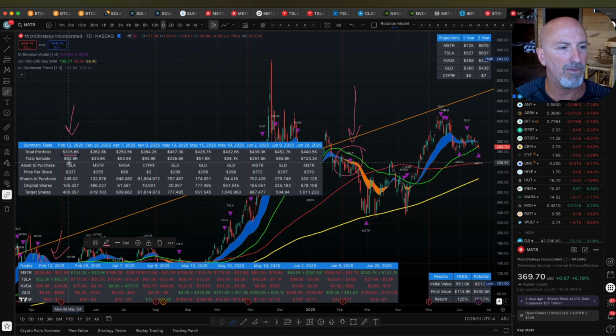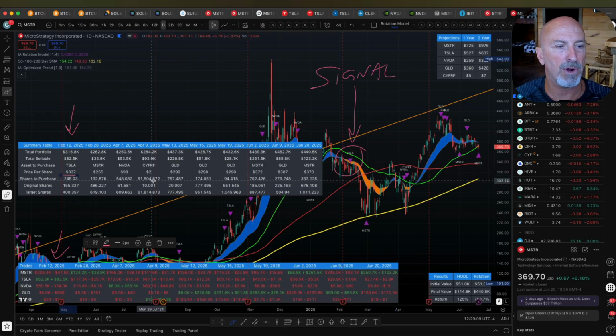So we said our portfolio is $315,800 in total. I'm allowed to sell up to $82,500. The asset I need to purchase is Tesla. Why? Because remember what I told you. This is called the signal, and the signal always tells you what you're moving into. In this case, it says Tesla.